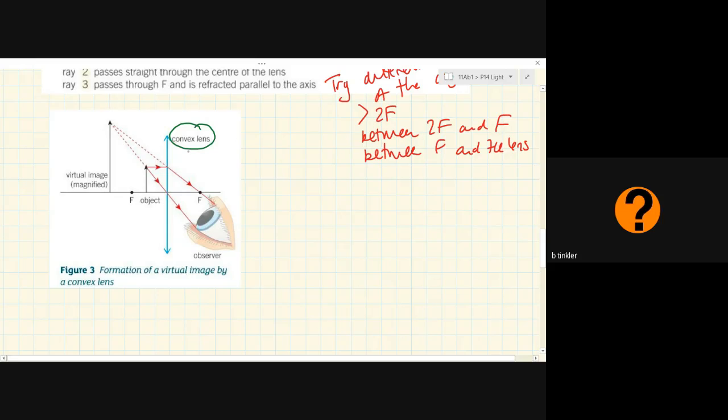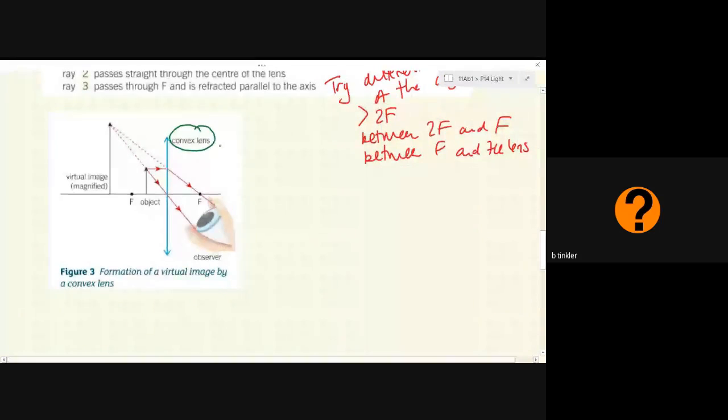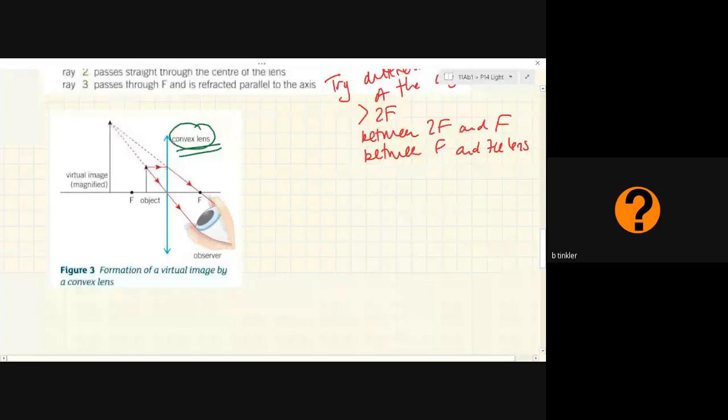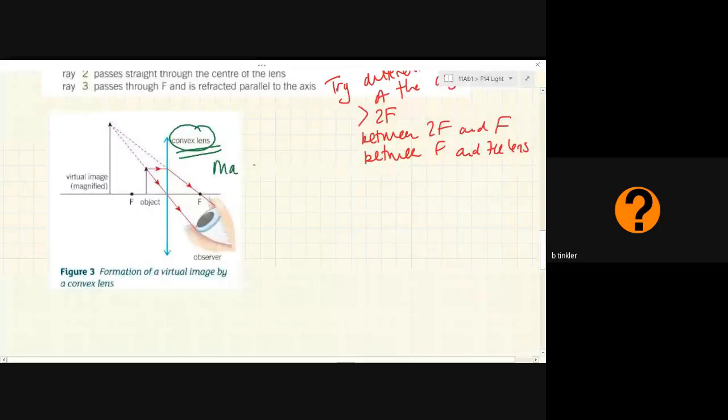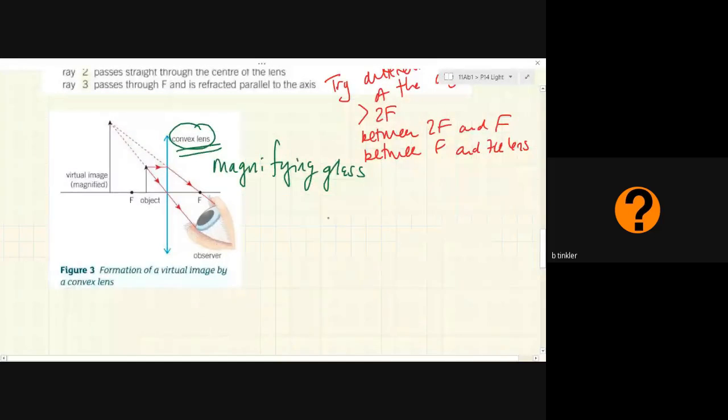So in this special situation with a convex lens, it's still bringing light through the focal point. If the object is very close, then the image forms beyond where the object is and is magnified. So this is how a magnifying glass works. Think what happens when you look through a magnifying glass: you see a magnified image of the thing that you're looking at that is the right way up, bigger, and is on the same side of the lens as the object.